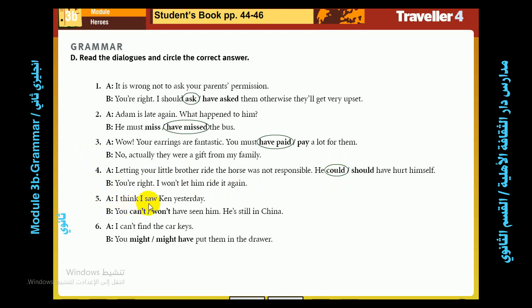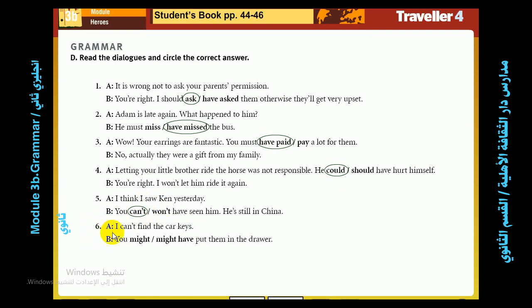Number 5, I think I saw Ken yesterday. And you can't have seen him. He's still in China. So the man you saw must be another person.